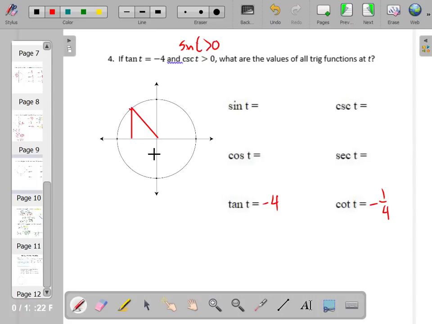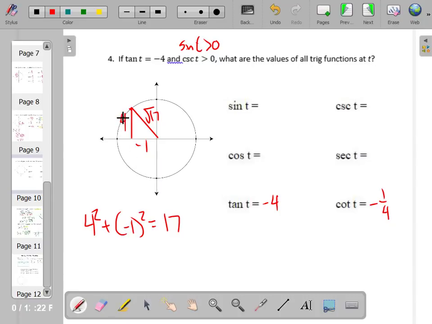Well, if tangent is -4, then that means I can label this 4 and this 1. 4/1, and it's negative because x is negative in the second quadrant. So if this is my reference angle, opposite over adjacent is -4. One of them has to be negative, and I know that x is negative in the second quadrant. So there's my triangle. Now let's go ahead and find the hypotenuse. 4 squared plus -1 squared is 17. 16 plus, remember, a negative squared is a positive.